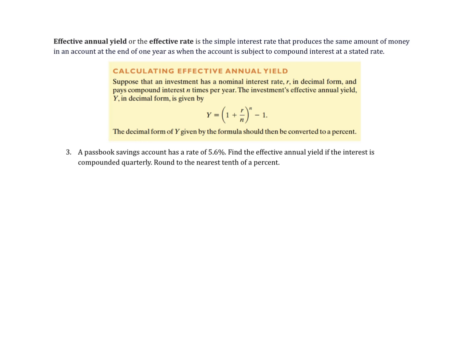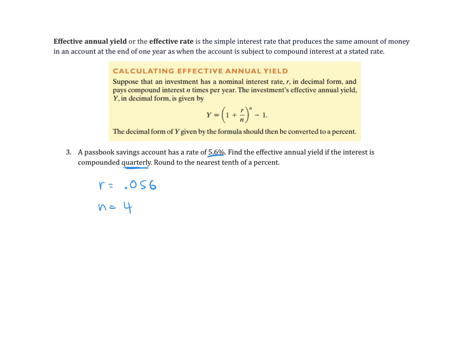A passbook savings account has a rate of 5.6%. Find the effective annual yield if the interest is compounded quarterly. Round to the nearest tenth of a percent. So all we need in this problem is R and N. R is 5.6%. Change that to a decimal and we get 0.056. And N, well, it says interest is compounded quarterly, so N will be 4.